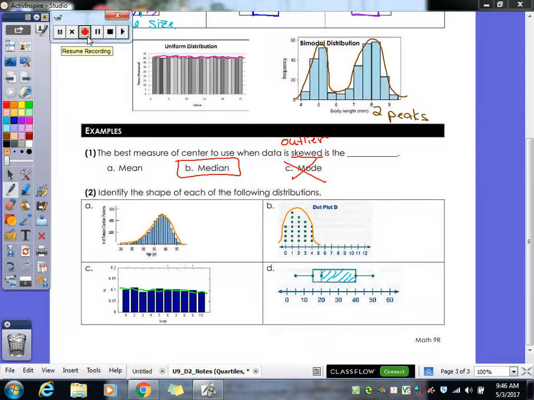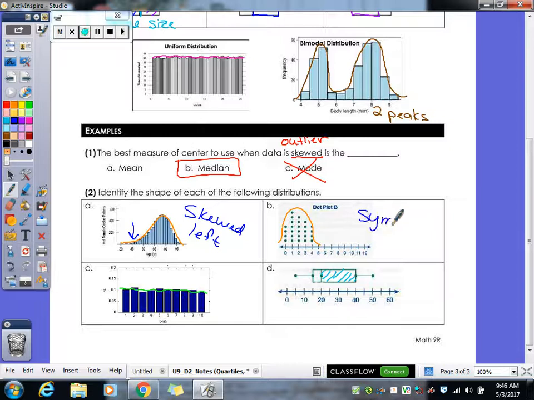All right, so this first one, letter A, what was that one? Skewed left. We've got our tail over there on the left side, so it's skewing your data to the left. How about B? This one would be symmetric. You're not always going to get a symmetric that is absolutely perfect, but our data is definitely not skewed. It's all clumped together in one spot. It's as close to symmetric as we're going to get. How about for C? Uniform. All those bars are pretty much the same exact height. And then our last one, D, that would be skewed right. Very good.